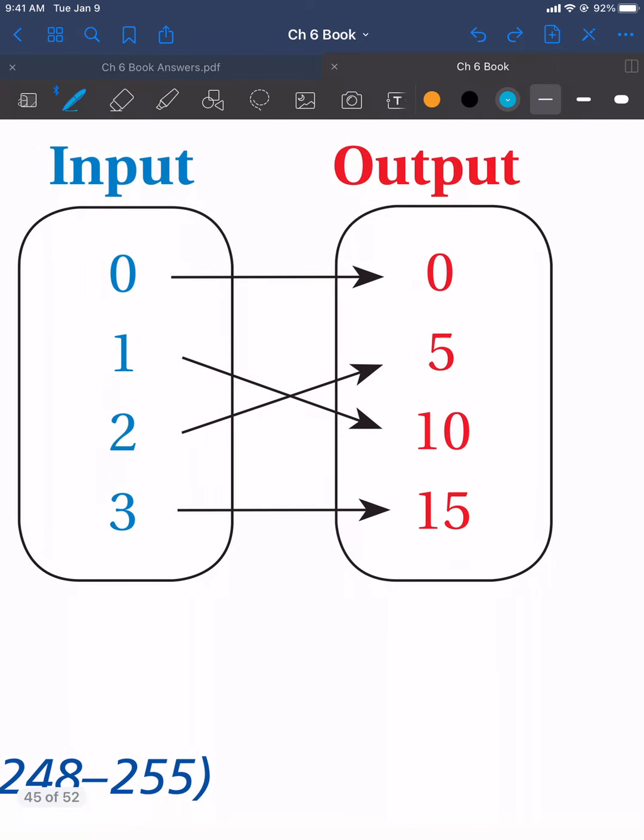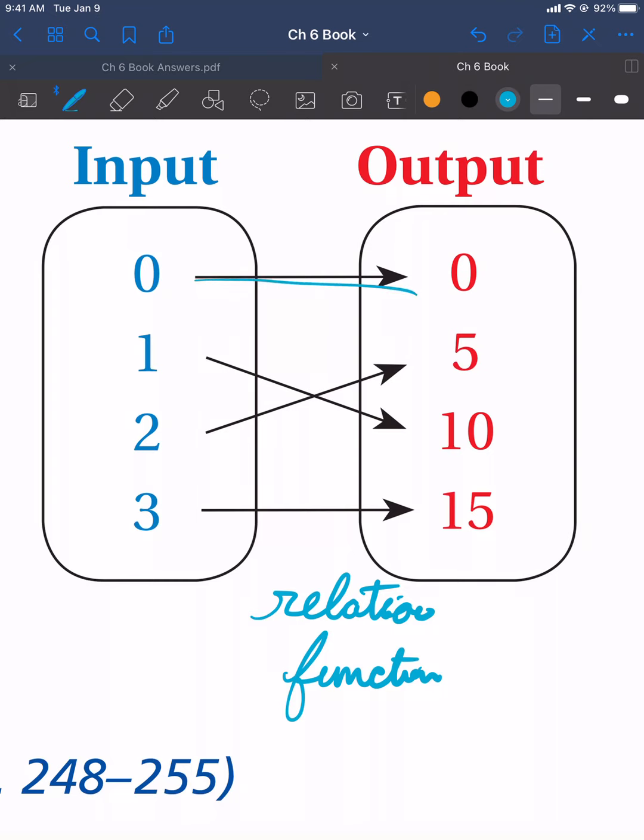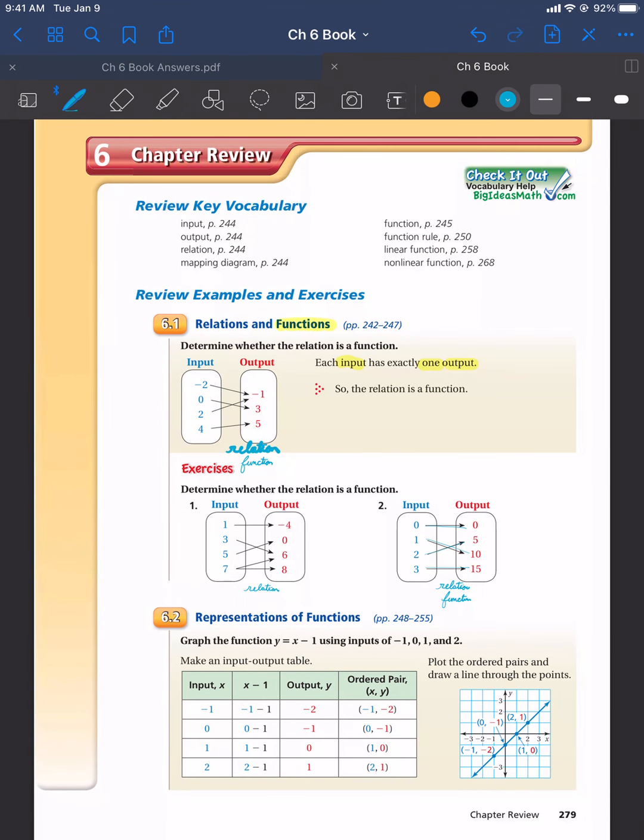How about this one? It's a what? Good. It's a relation and a function. Now, why is it a function? Very good. Every input is going only to one output, right? Okay, so that was all of section 1. Pretty simple. Do you guys agree?